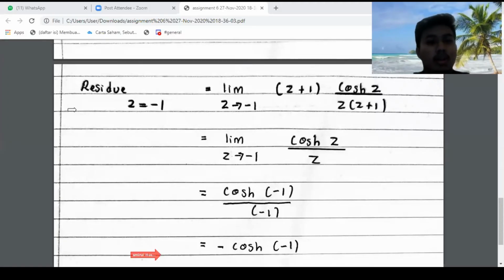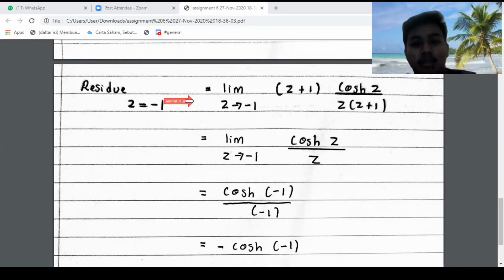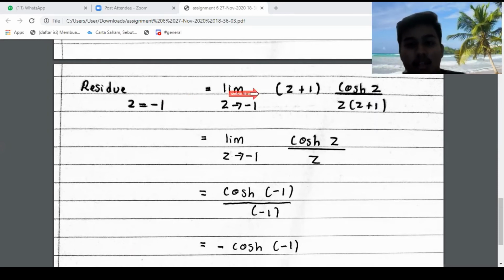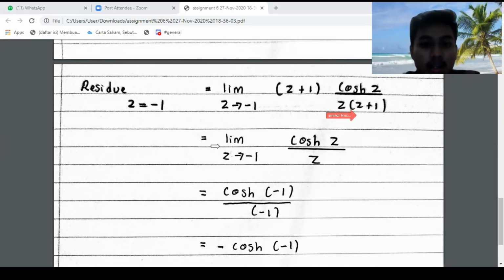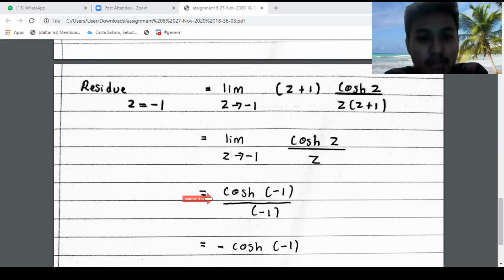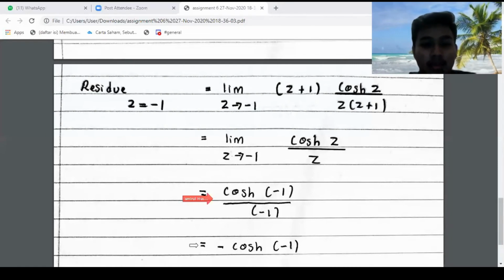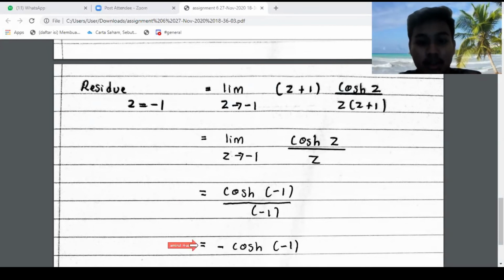Then we need to calculate the residue at z equals negative 1, which is the limit z approaching negative 1 of z plus 1 in bracket times cos z over z in bracket z plus 1. So this z plus 1 and this z plus 1 we can cancel. And we get limit z approaching negative 1 of cos z over z, and we just substitute the value of z with negative 1 and we get negative cos negative 1. So this is the residue at z equals negative 1, which is negative cos in bracket negative 1.